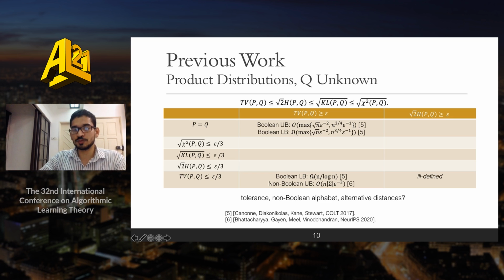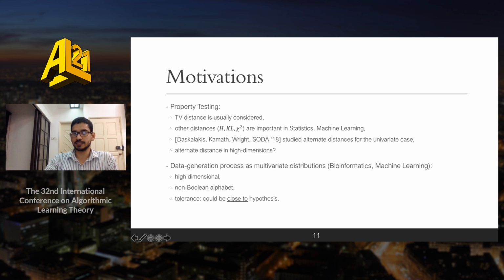In particular, we can observe that the tolerance behavior was not looked at thoroughly with respect to alternative distance functions, and also previous works were mostly limited to the Boolean alphabet, and the non-Boolean alphabet was not easy to extend. Our motivation for focusing on these shortcomings of previous work comes from the following theoretical and practical perspectives. Firstly, in property testing, the total variation distance is usually considered, but the other three distance functions I mentioned are as important in statistics and machine learning.